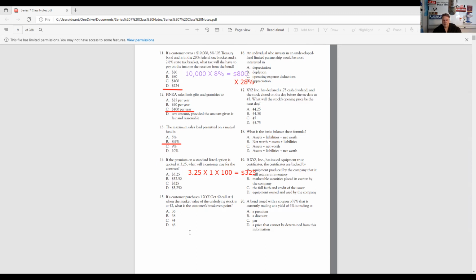Customer purchases an XYZ October 40 call at 4. When the market value is at 42, who cares? Call up, strike price plus premium. So it doesn't matter that it's at 42. Now, why not practice our skills?